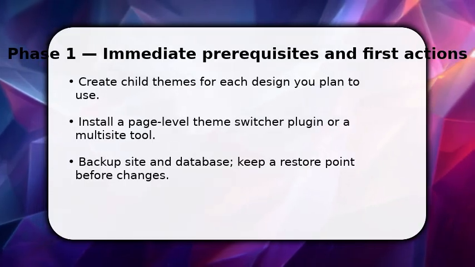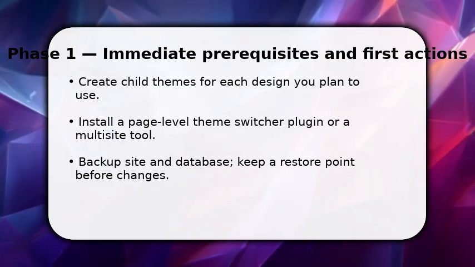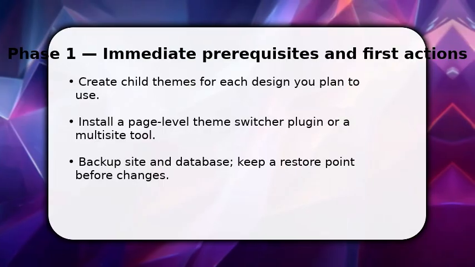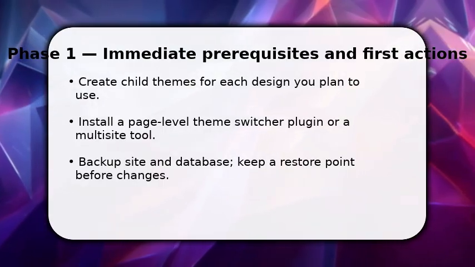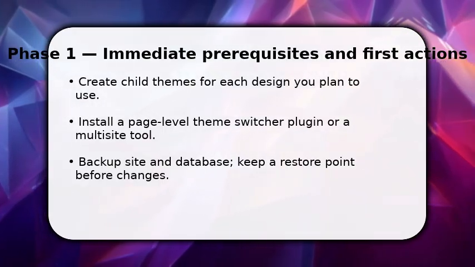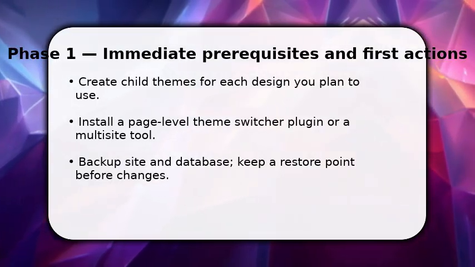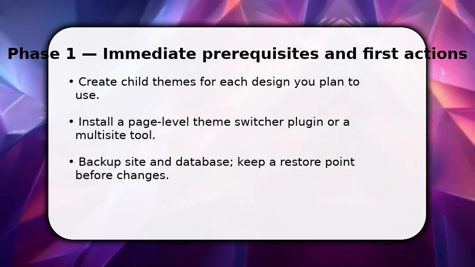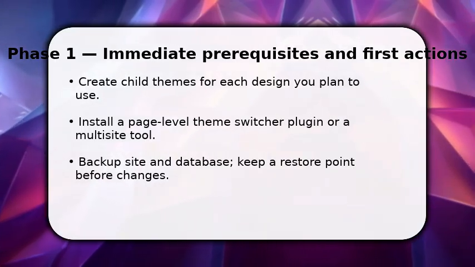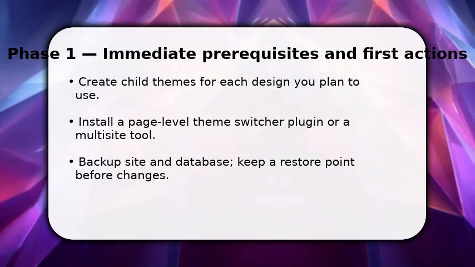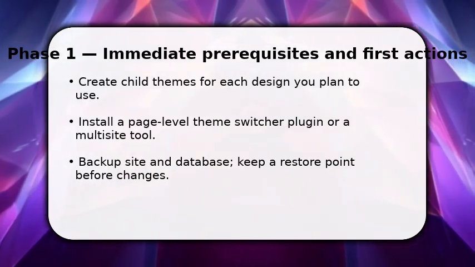You start by ensuring essentials are ready: child themes, backups, and the right plugin. Create a child theme for each look so core updates won't break customizations. Install a page-level theme switcher or a multi-site management plugin now and activate it. Once done, export a quick settings snapshot and verify file permissions. Make sure to record which theme is for which page. This prevents confusion later when you assign templates and tweak styles.